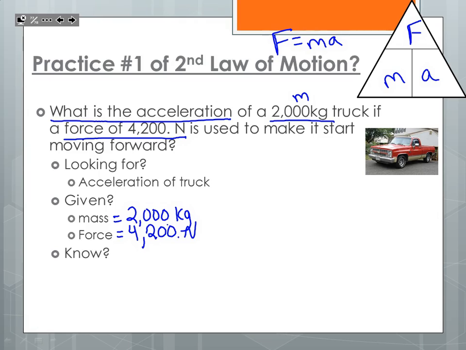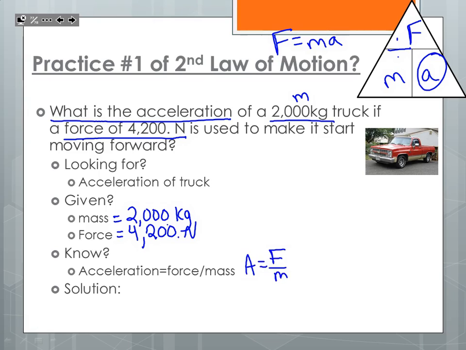And then what do we know? Well, we know we're looking for acceleration. We know we have mass. We know we have force. So if we're looking for acceleration, it's telling us to divide force by mass. So acceleration equals force divided by mass. So I'm going to set this up F over M.